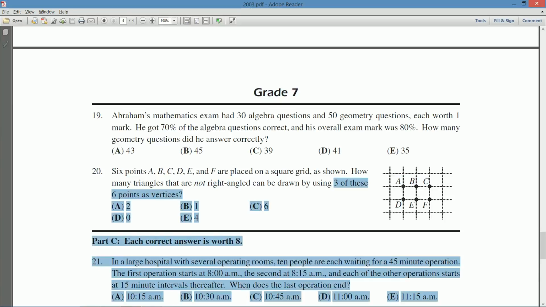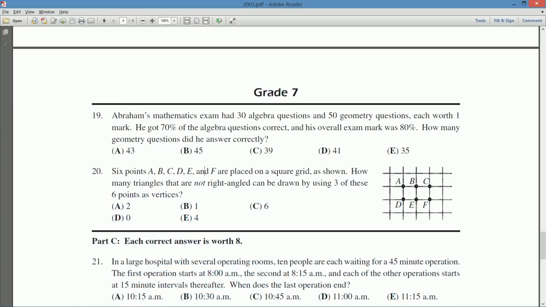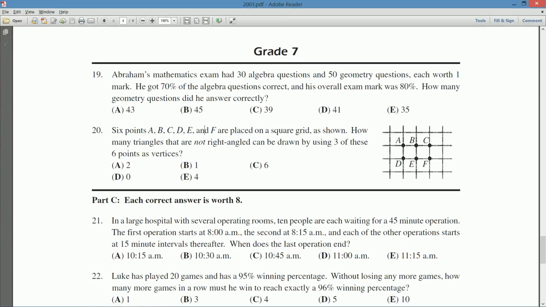Okay. Not a bad question. That's probably why it's question number 20. Alright, so what can we do here? Well, we can get some triangles. For example, ADE. That would be a great triangle, but that's going to be right-angled at D, and that's one of the ones that we don't want to count.